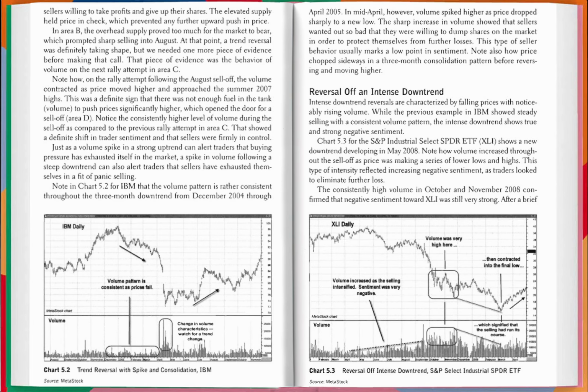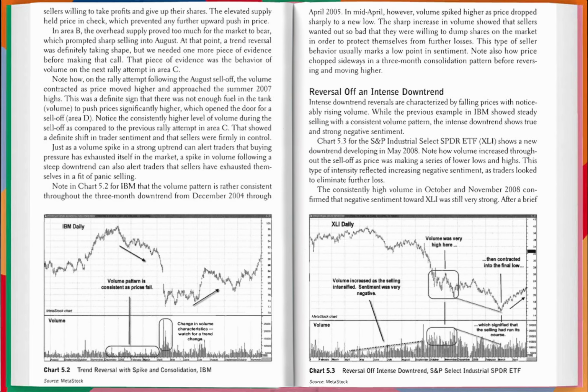Just as a volume spike in a strong uptrend can alert traders that buying pressure has exhausted itself in the market, a spike in volume following a steep downtrend can also alert traders that sellers have exhausted themselves in a fit of panic selling. Note in Chart 5.2 for IBM that the volume pattern is rather consistent throughout the 3-month downtrend from December 2004 through April 2005. In mid-April, however, volume spiked higher as price dropped sharply to a new low.